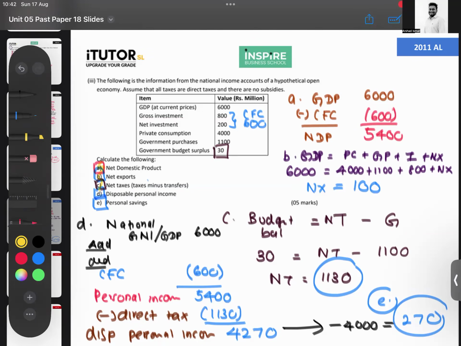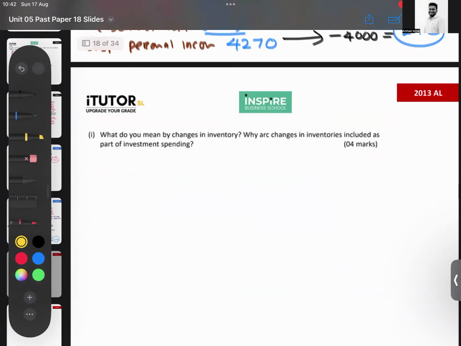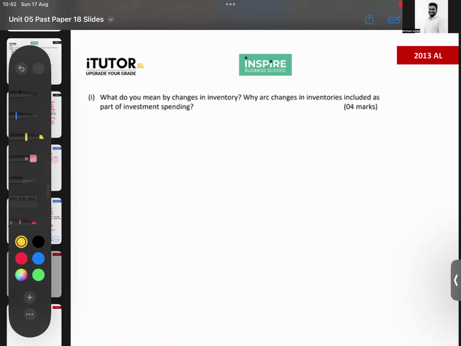Okay, then going to the next one. How many people got all 5 of that correct? Private investment is investment by businesses. Yes. Good. Nice. Okay, so 2013 A levels part 1.